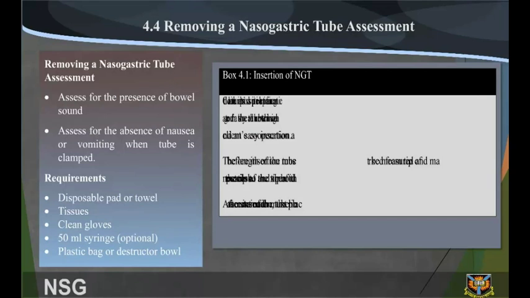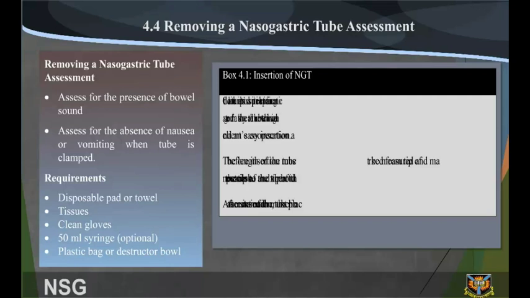Removing a nasogastric tube assessment. Assess for the presence of bowel sound. Assess for the absence of nausea or vomiting when tube is clamped. Requirements: disposable pad or towel, tissues, clean gloves, 50 ml syringe, plastic bag or destructor bowl.